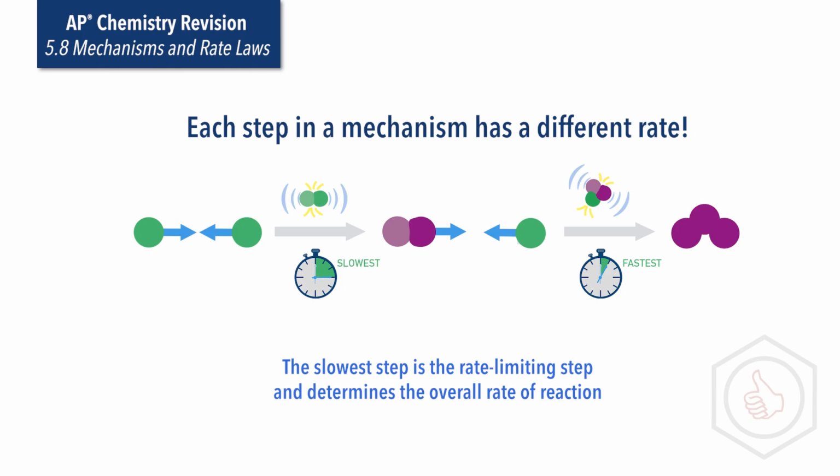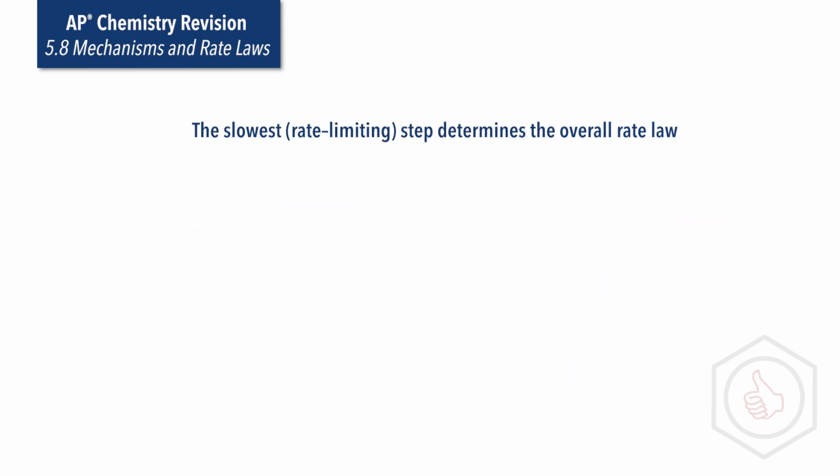It doesn't matter how quickly the other steps occur, it is the rate of this slowest step that will determine the overall rate of the reaction. As a result, it is the slowest elementary step in a mechanism that determines the rate equation. A species must appear in the rate law only if it is part of or directly influences the rate-limiting step.